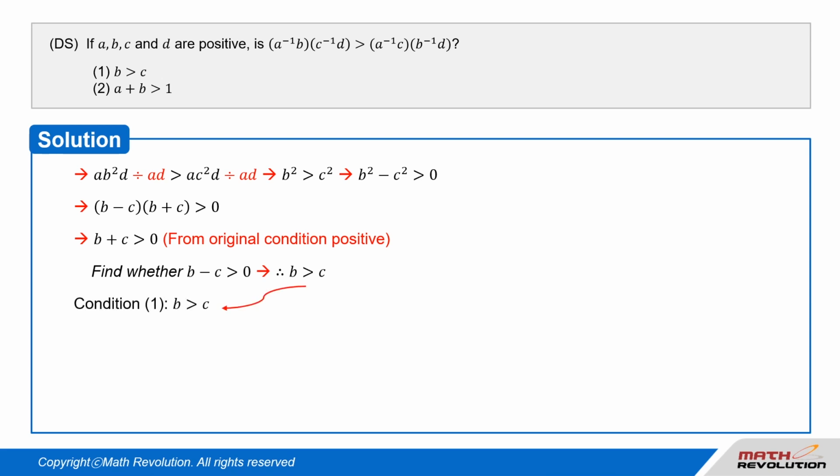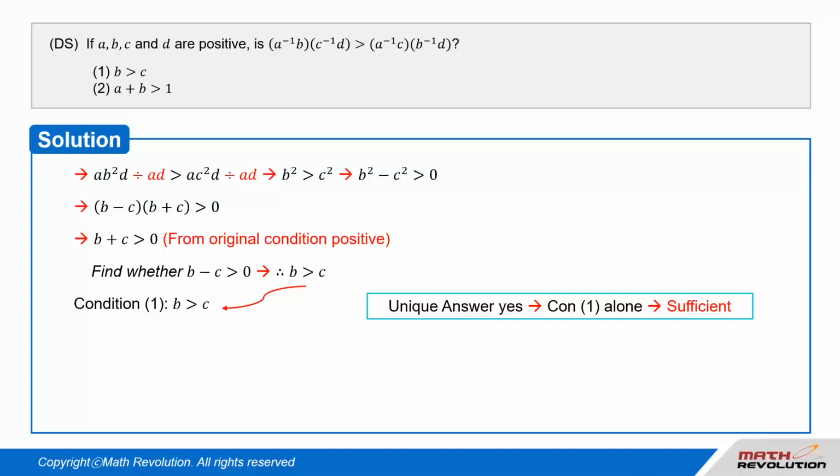Let's look at condition 1, which tells us that b is greater than c. So we get yes, and this is exactly what we were looking for. Since it is a unique answer, yes, this condition is sufficient. The advantage of the variable approach is that it helps you solve the questions rapidly and accurately. You can be an expert if you do a lot of practice.